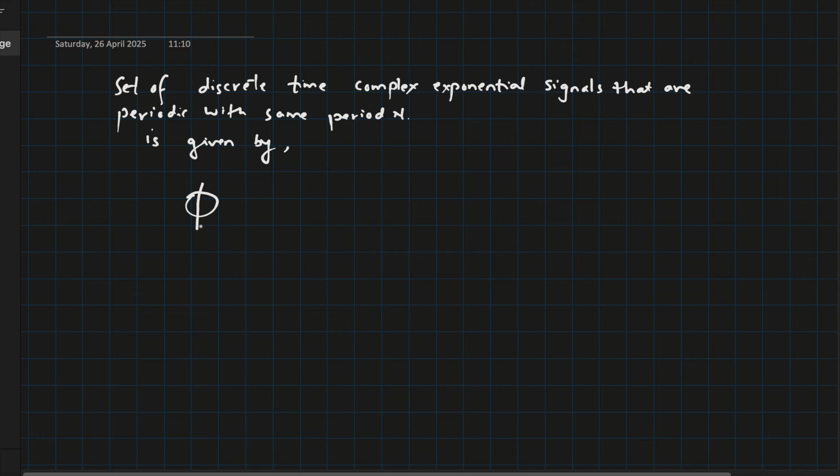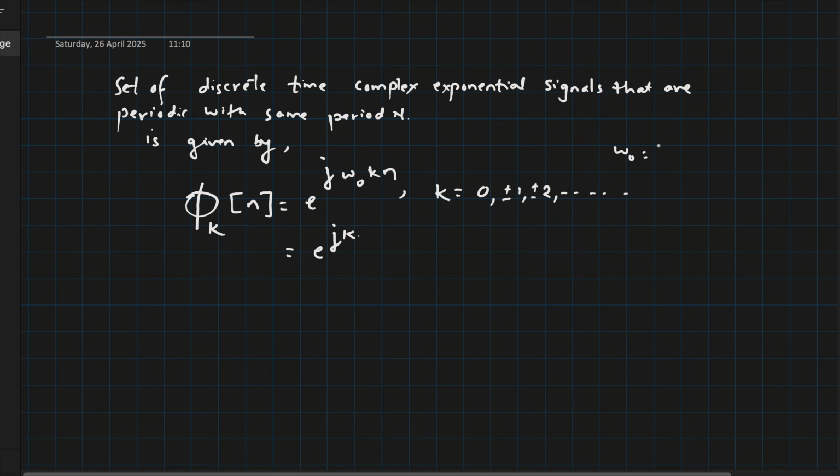now we make new notation phi k of n equals e to the j omega naught k n, where k takes values 0, plus minus 1, plus minus 2, and so on, and the omega naught which we have discussed previously is 2 pi by N.